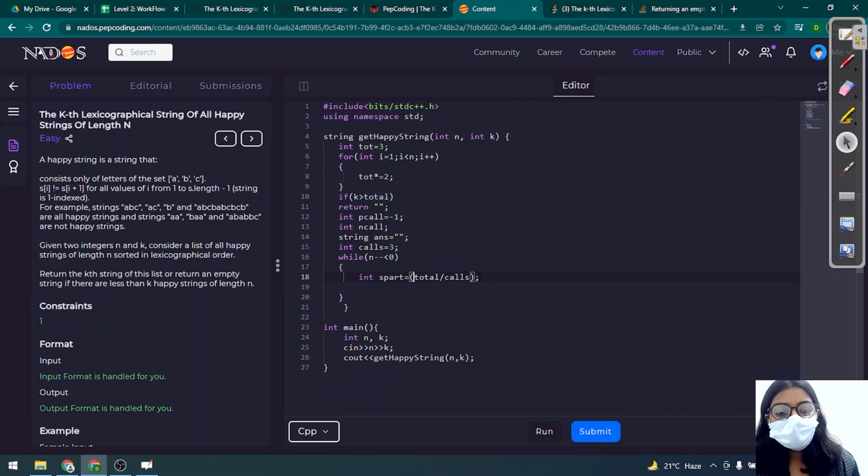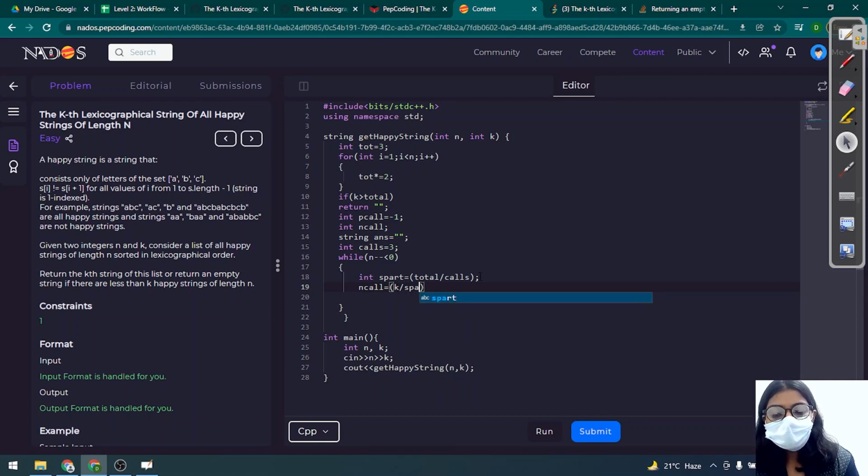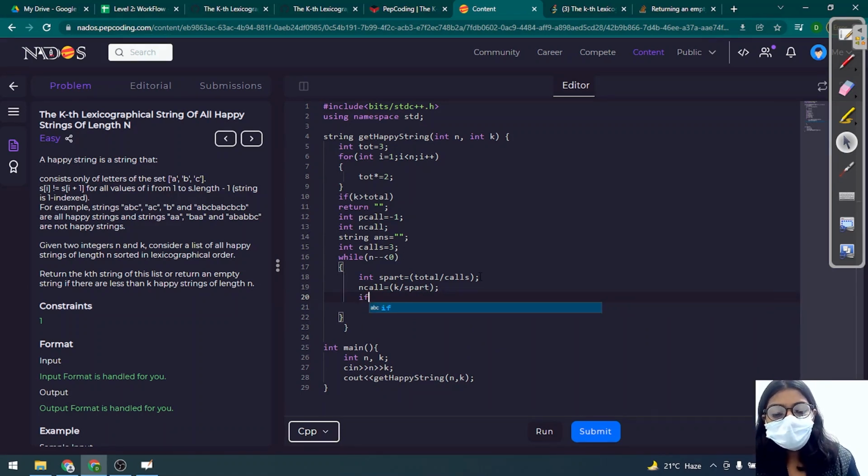So new call is equal to what? The next call, let's say. Next call would be equal to k divided by single part. That is 7 divided by 4 we have done already. Okay. Now we are going to check here if new call is equal to 0.